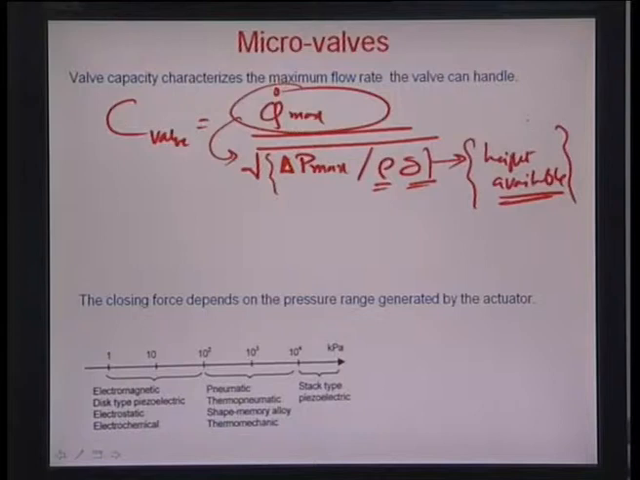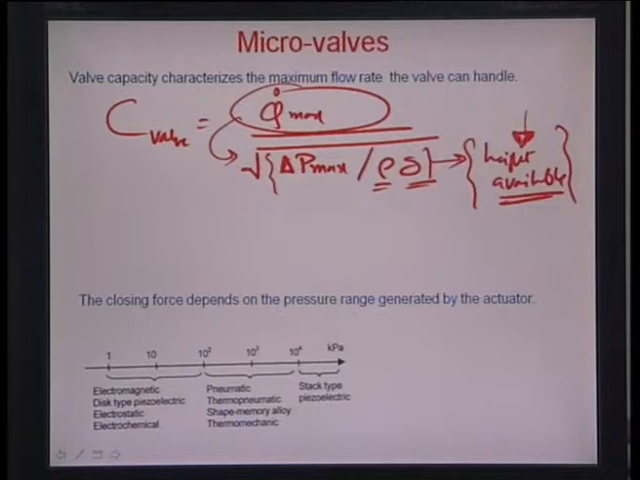So therefore if the pressure head that can be withstood by this system is more, the valve capacity is lower, and vice versa. If the pressure head that can be withstood by this system is lower, the valve capacity is higher.